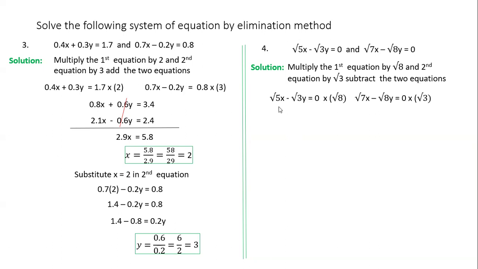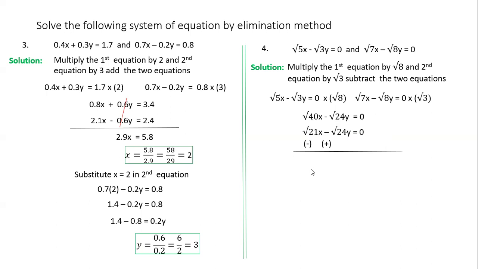See here, again I am writing it: root 5x minus root 3y is equal to 0 into root 8, and root 7x minus root 8y is equal to 0 into root 3. Now multiply root into root. 5 8s are 40, so root 40x minus root 24y is equal to 0. And 3 7s are 21, so root 21x minus root 24y, and 0. Now both are negative, so you will have to subtract them. When you subtract, this becomes minus, this becomes plus, and that is 0.